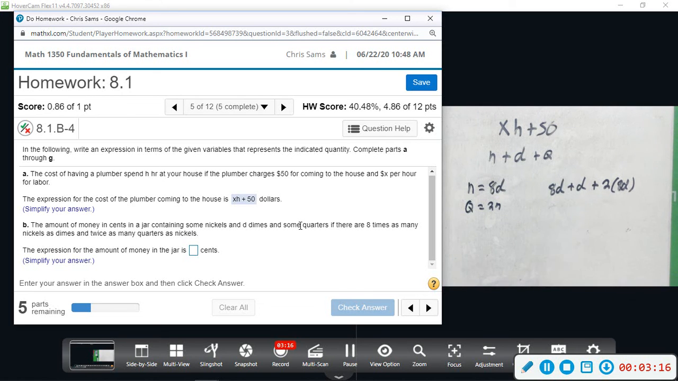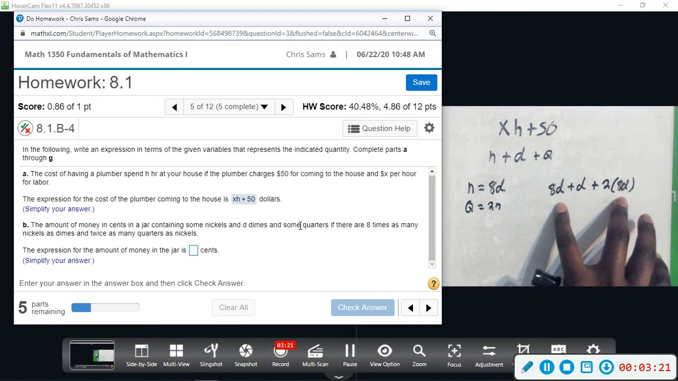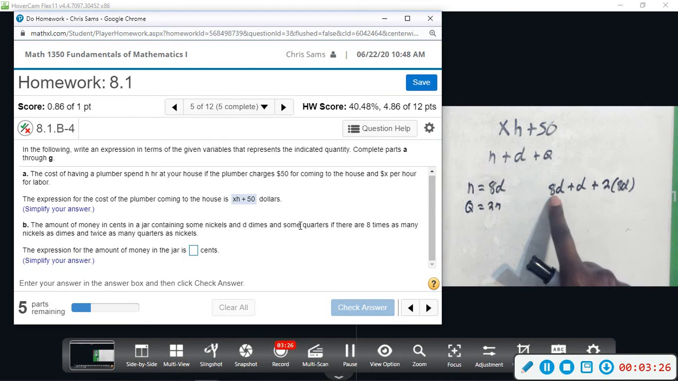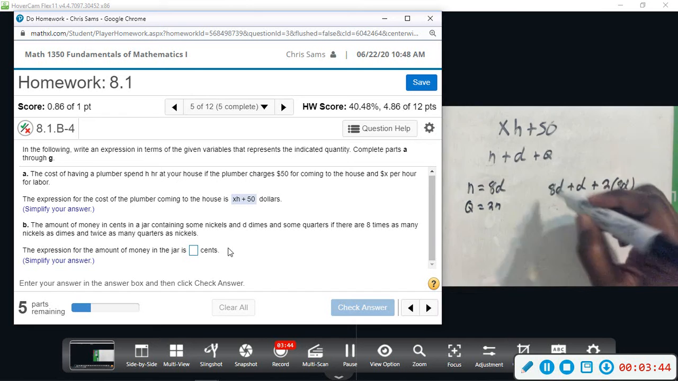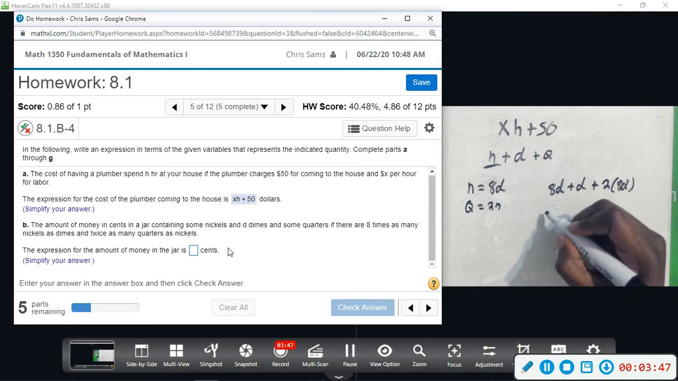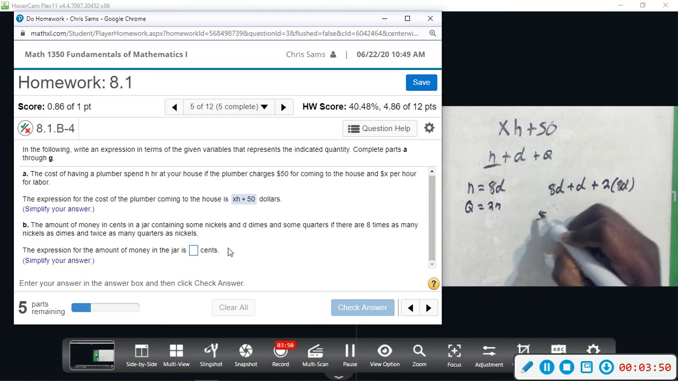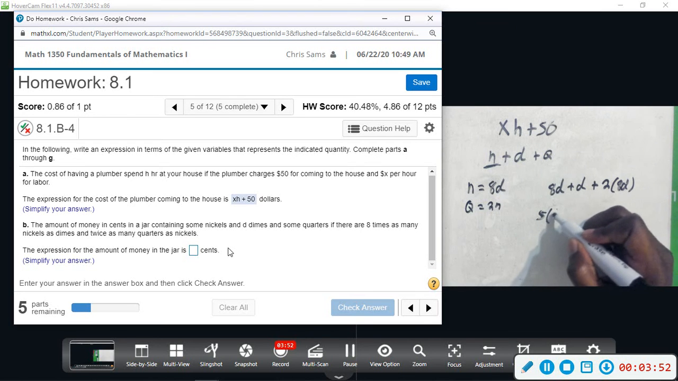All right, now before I actually combine these, I need the monetary value. So the first position was nickels, and a nickel is worth 5 cents. Since it already has cents in our answer box, normally I would turn it into 0.05, but it's already in terms of cents, so I'm just going to multiply this times 5. So this is the number of nickels in the first position, and I'm going to multiply this times 5. So 5, because a nickel is worth 5 cents, times 8d.